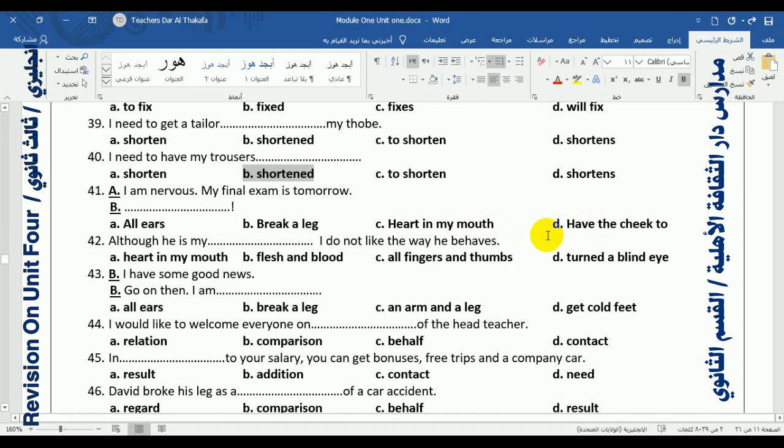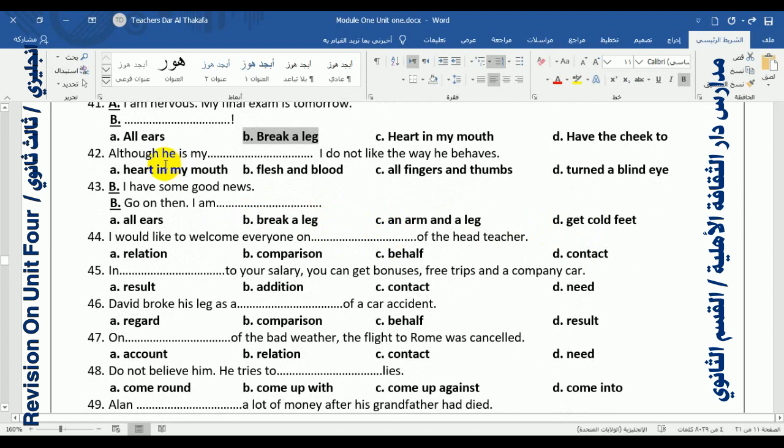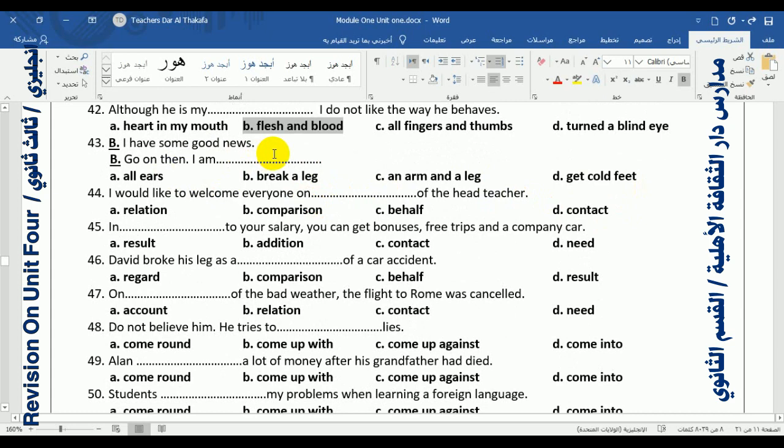حظ موفق. Although he is my، برغم منه من عيلتي أو من لحمي ودمي، I don't like the way he behaves، ما بحبش أسلوبه في التصرف. يبقى heart in my mouth ولا flesh and blood ولا all fingers and thumbs ولا turn the blind eye? Yes, your answer is flesh and blood، يعني من لحمي ودمي أو من عيلتي. I have some good news، عندي أخبار سارة، فأنت عايز تقول لي إيش؟ Yes, go on, I am all ears، كلي آذان صاغية.